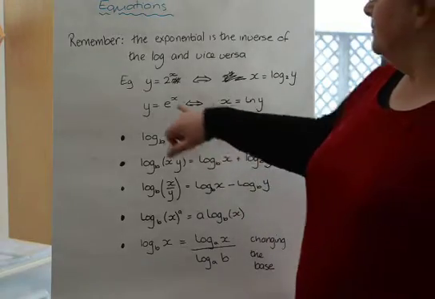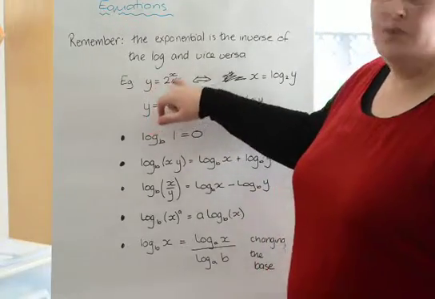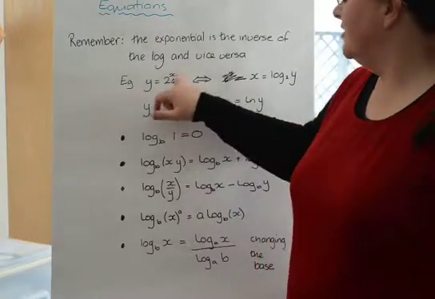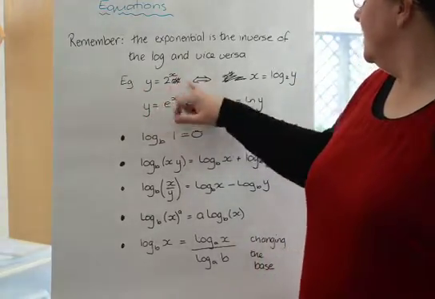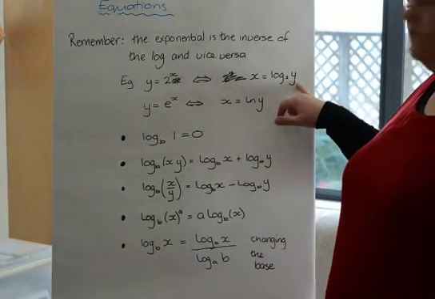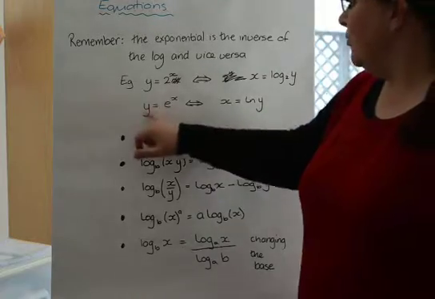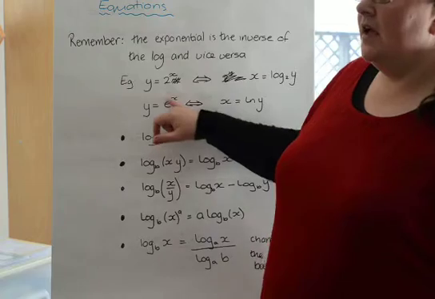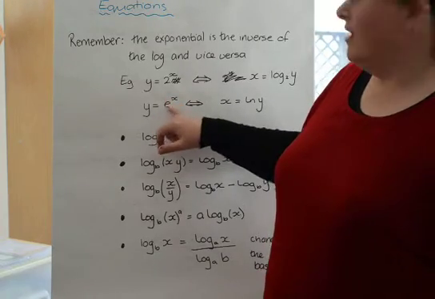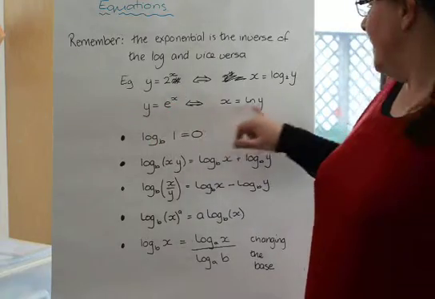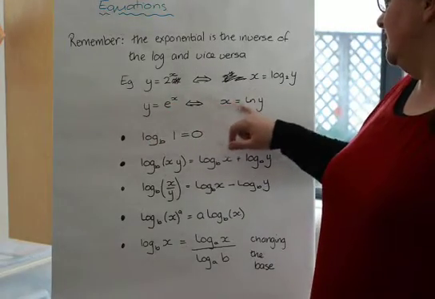So if you have y equals 2 to the power of x, that is an exponential equation because we have an exponent and that's where the variable is. And that would go to x equals log base 2 of y. If I have y equals e to the x, remember e is a value, it's a number, and that is the base of the natural logarithm ln. Okay, so that would go to x equals ln y.